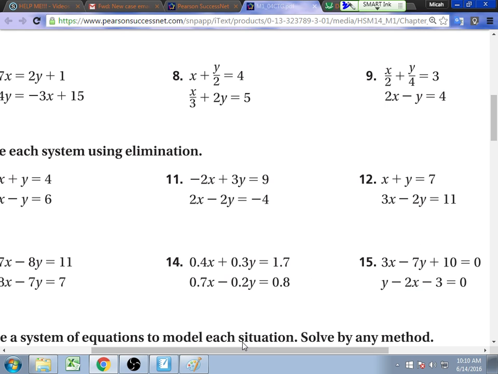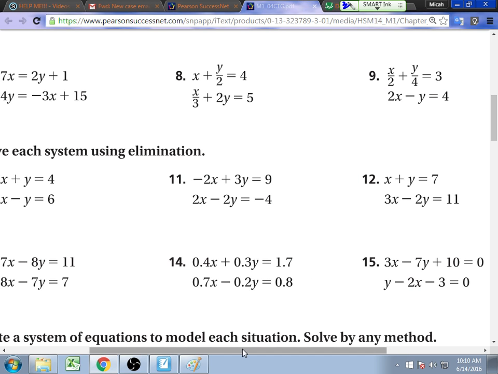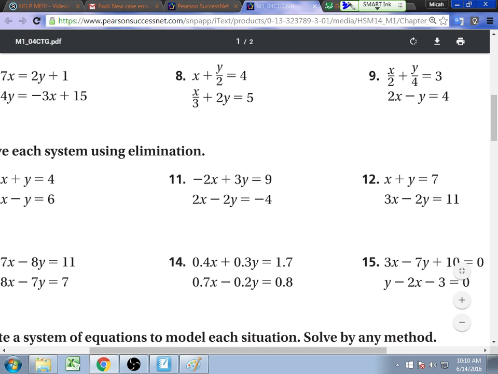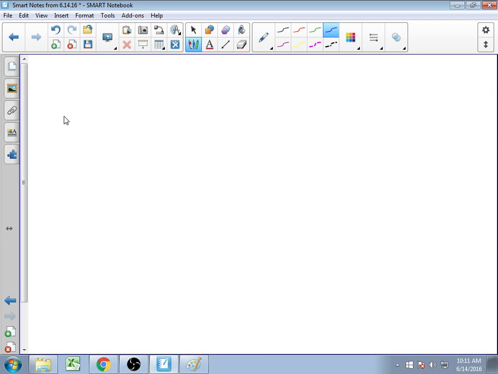let's do an example like 12. Can I just straight up add or subtract these two together and cancel out a variable? No, because I don't have any variable terms that have the same value, right? I have like 3 or 2 or 1. Ooh, so I can multiply.